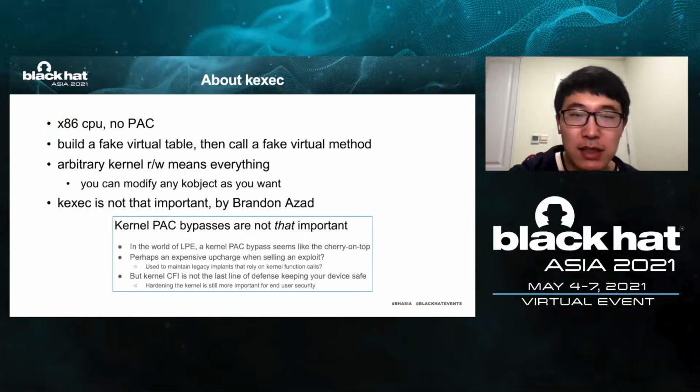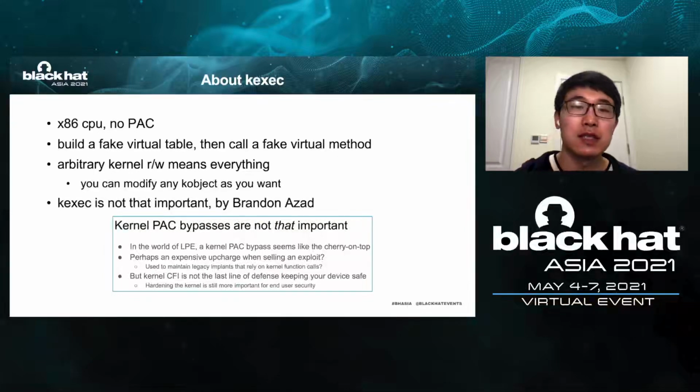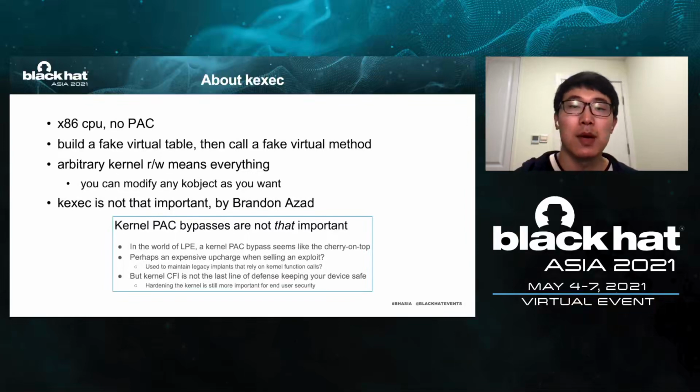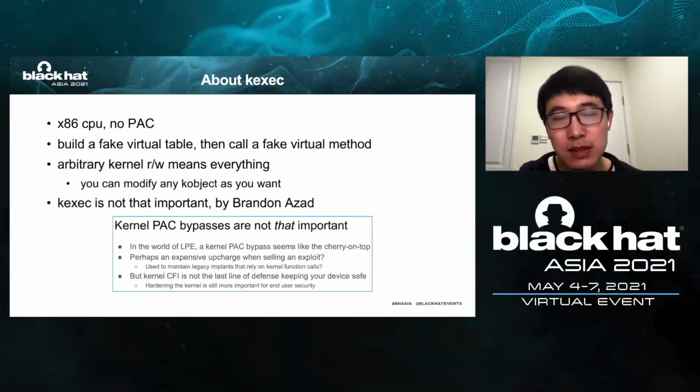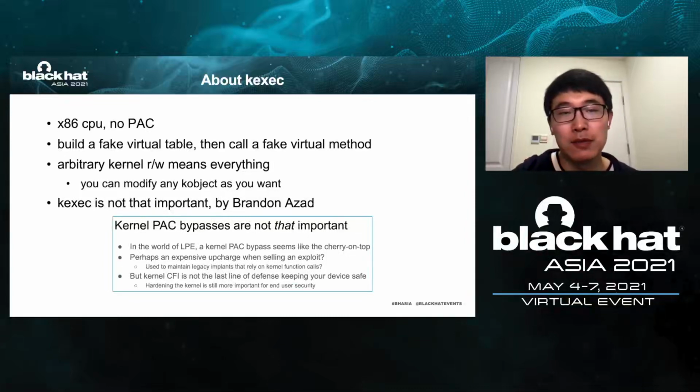Now let's talk about KEXC. Since this is an x86 CPU, there is no protection such as PAC. So find a suitable kernel object and forge a virtual function. Then trigger the virtual function from user mode. You can achieve the goal of kernel code execution. I will not expand it here, and in most cases, you can already escalate to root by arbitrary read-write. Usually this is enough. Only in some special scenarios do we need to call kernel functions. So KEXC is not that important, as Brandon mentioned before.